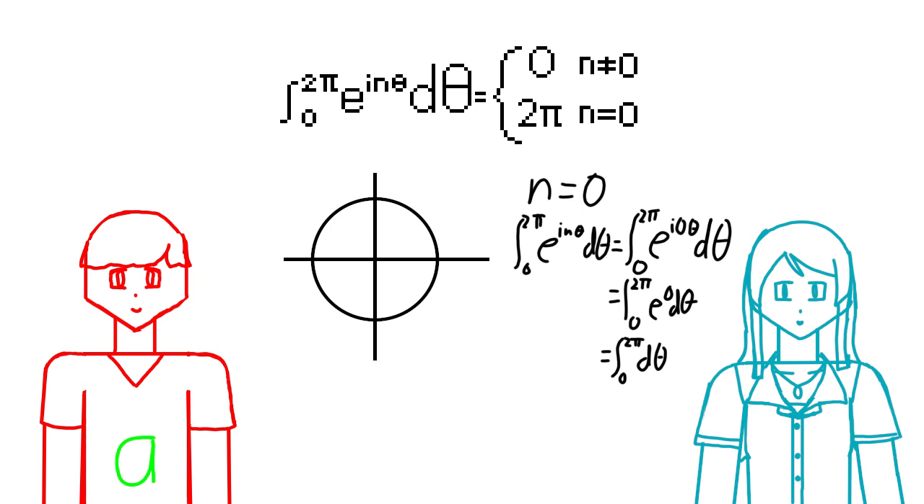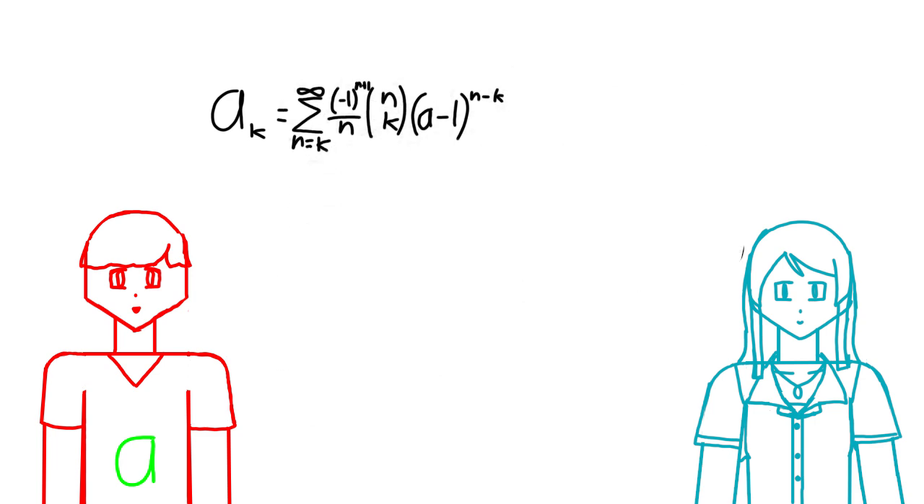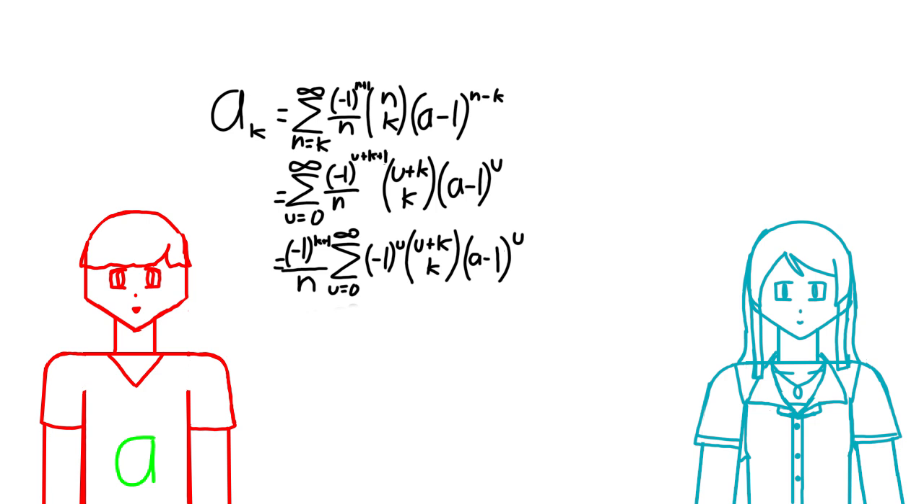Then e to the i n zeta just equals 1 for all values of zeta, so the integral ends up equaling 2 pi. So we can get rid of the case where m equals anything other than k. Also now we don't need to start this summation at 0, we can just start it at k. In short, we get this. Now we can make one more substitution, u equals n minus k, just so the summation starts at 0. We can split negative 1 to the u plus k plus i and bring the negative 1 to the k plus i for n outside, combining the negative 1 to the u with the other thing.